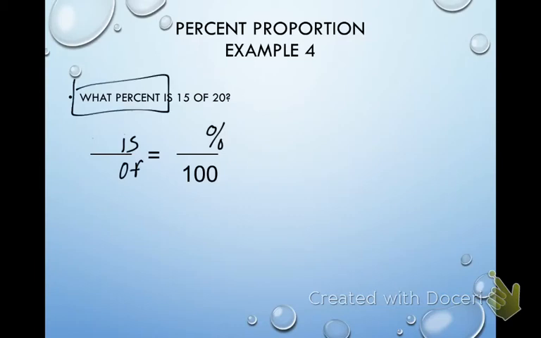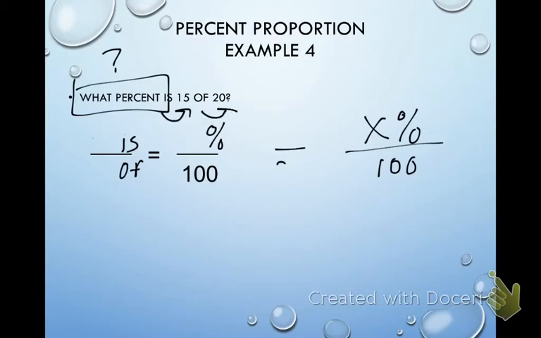What percent? That's the unknown. So it's going to be x percent over 100. Is 15 of 20. 20 goes at the bottom because that's where of is, and 15's at the top. Go ahead and cross multiply. 15 times 100 is simply 1500. Remember, 15 times 1, add the 2 zeros. We're going to divide that by 20.